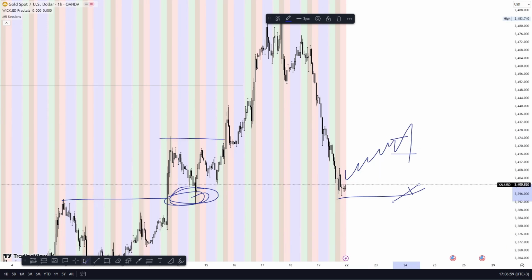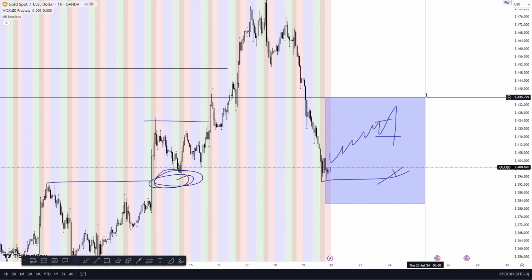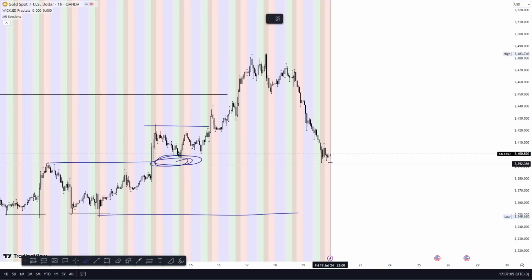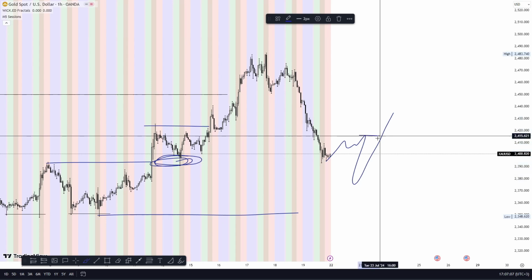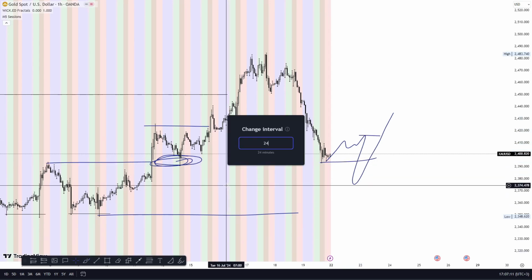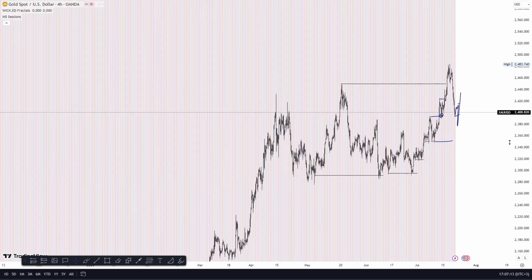And the second option is that we will make a manipulation, and from that manipulation we can go higher, because globally we are in a long bias, as you can see.